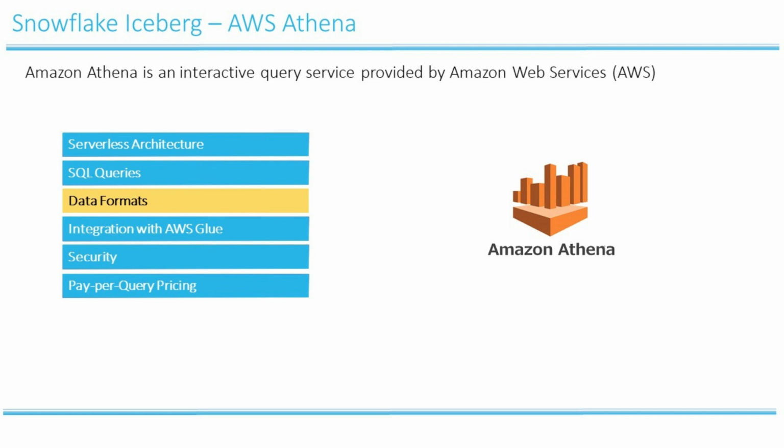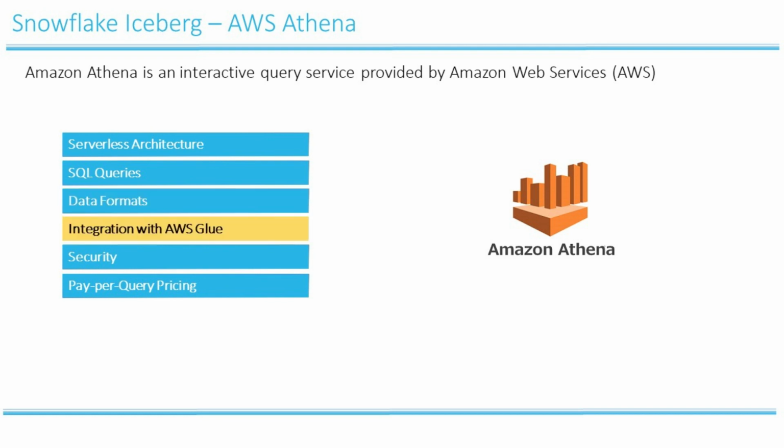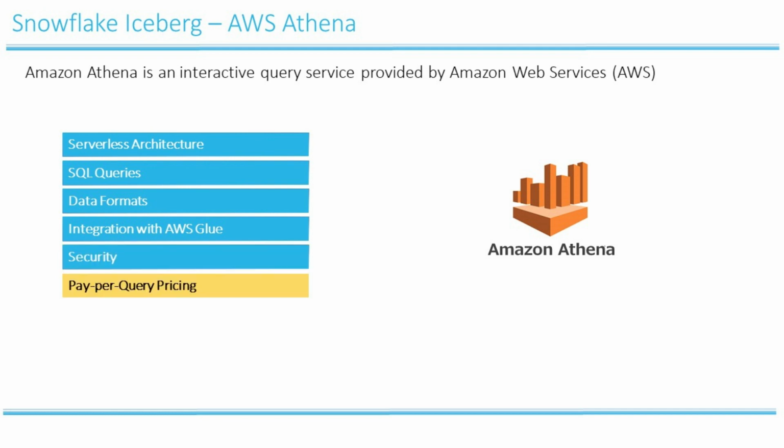Data formats. Athena supports various data formats, including CSV, JSON, Parquet, Avro, and more. This flexibility allows you to work with different types of data. Integration with AWS Glue. You can use AWS Glue to catalog your data stored in Amazon S3, making it easier to discover and query. Athena can also work with tables defined in the AWS Glue data catalog. Security. Athena integrates with AWS Identity and Access Management, IAM, allowing you to control access to your data and queries using IAM roles and policies. Pay-per-query pricing. With Athena, you pay only for the queries you run. There are no upfront costs or ongoing commitments.